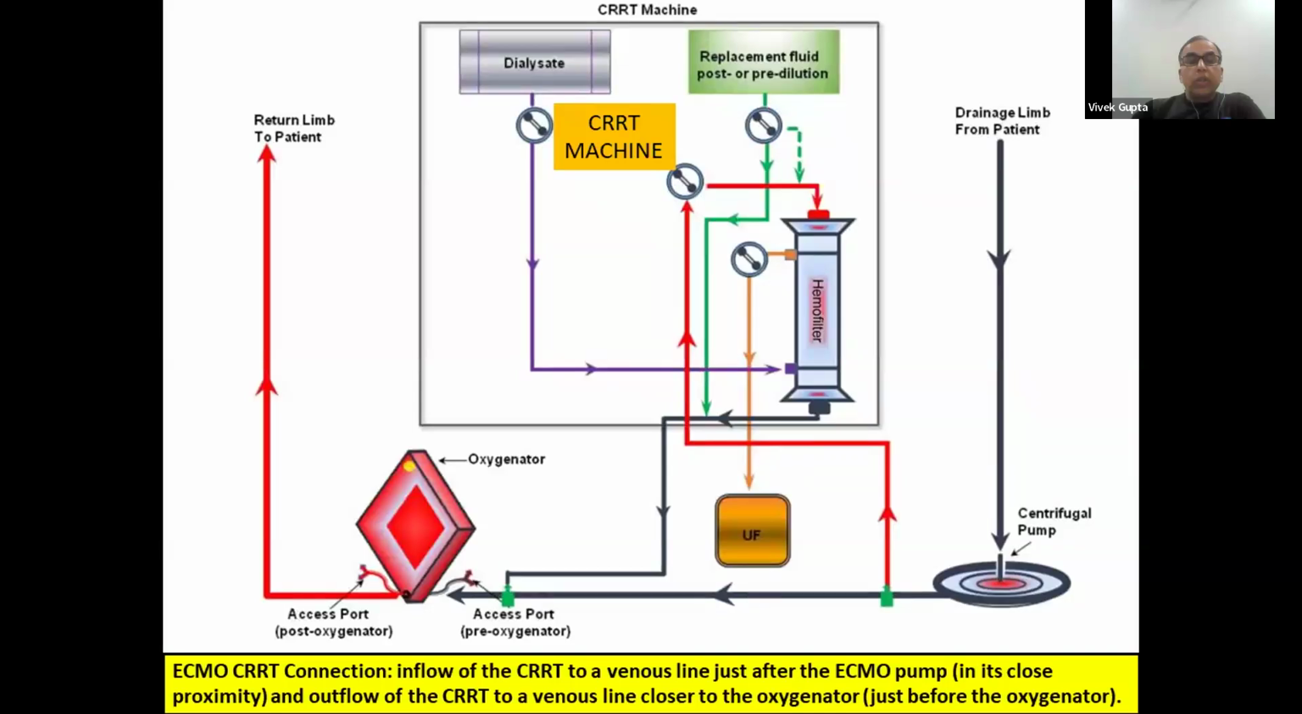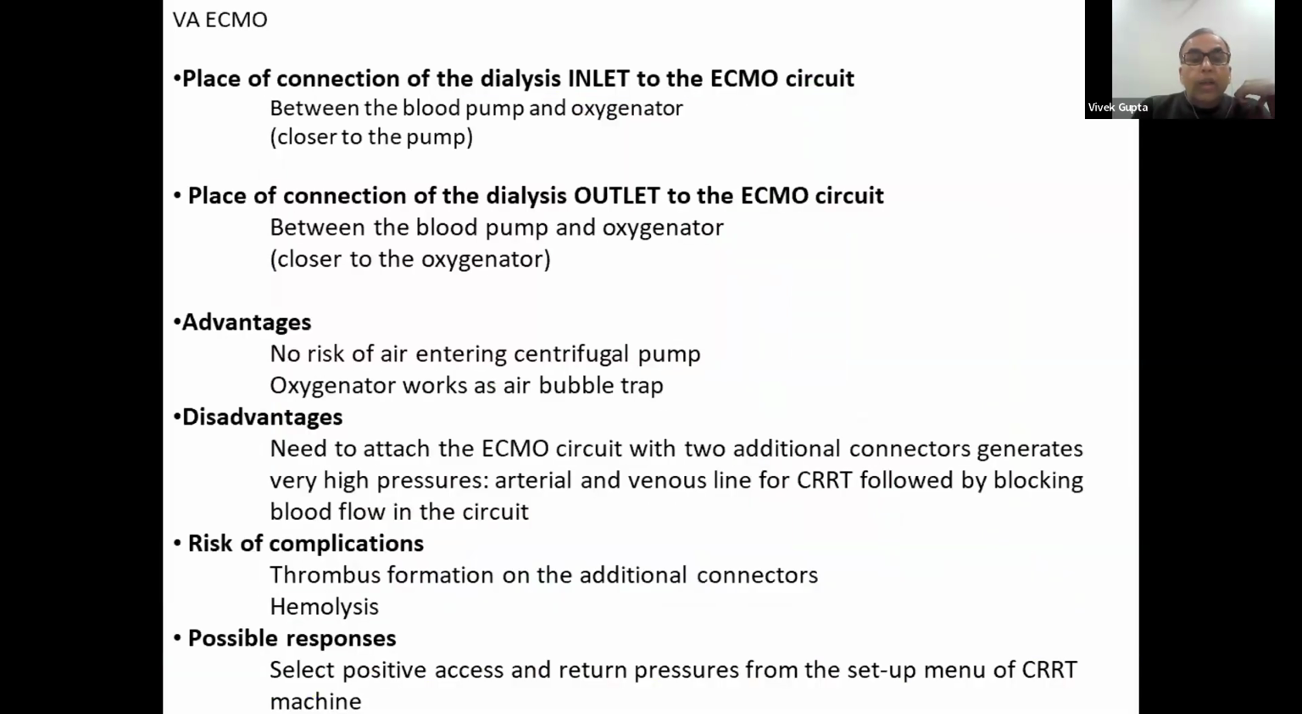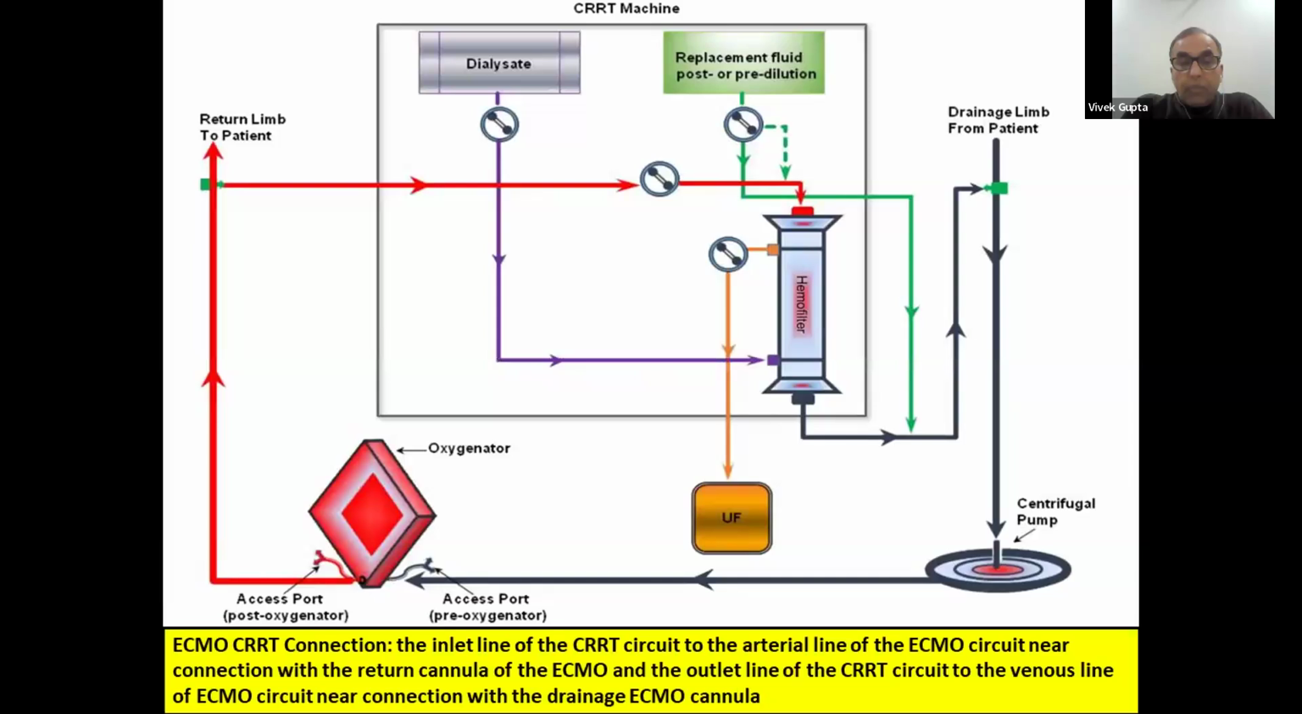So there will be some recirculation, and quality of dialysis or purification will be a bit compromised. Another combination, you can just connect the access line and return line both between the pump and oxygenator. Again, because it's a high pressure zone, rest all otherwise the quality of dialysis will be good, and usually there is no risk of air entering in the centrifugal pump and nothing can go beyond the oxygenator.